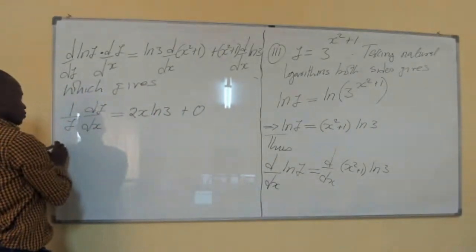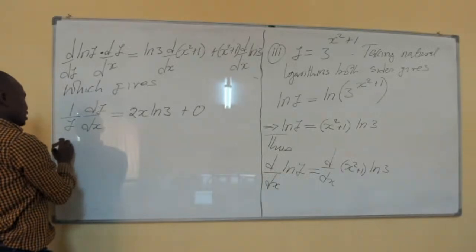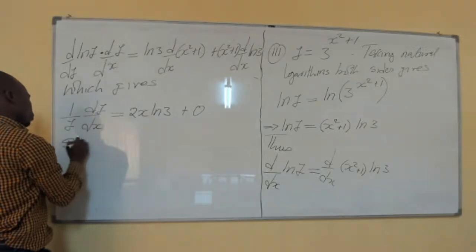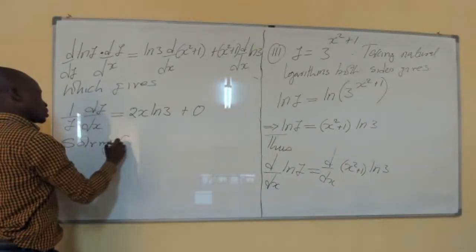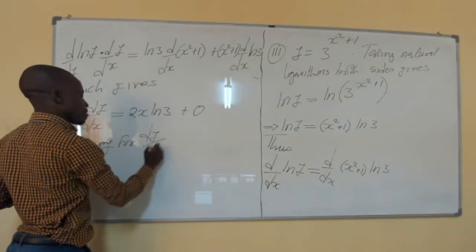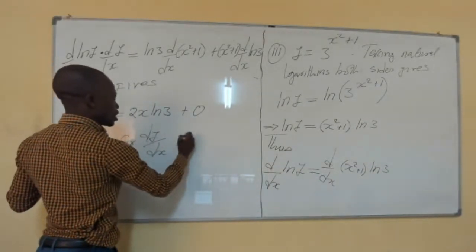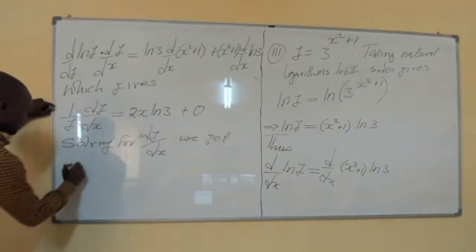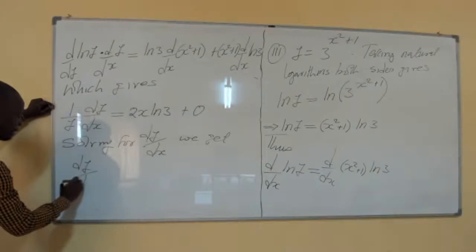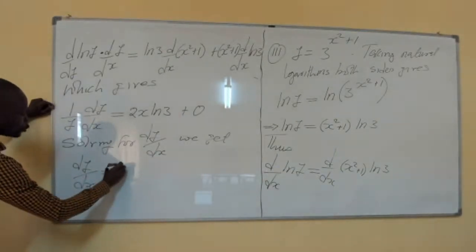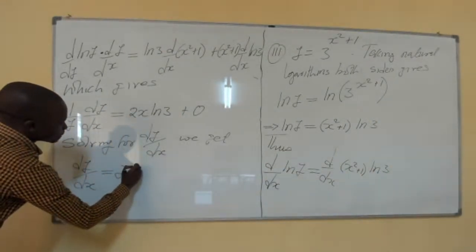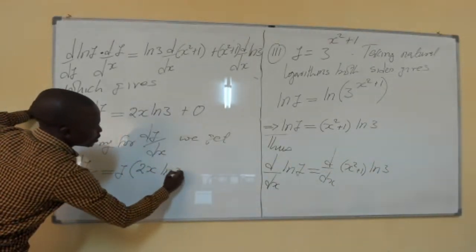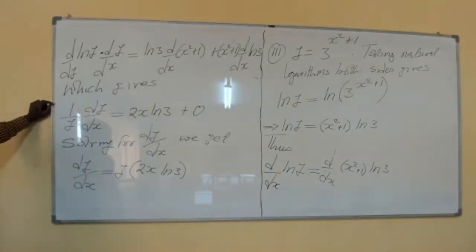So that's the final answer. Now, solving for dy/dx, what are we going to get? We are going to get dy/dx is equal to y times 2x ln of 3.